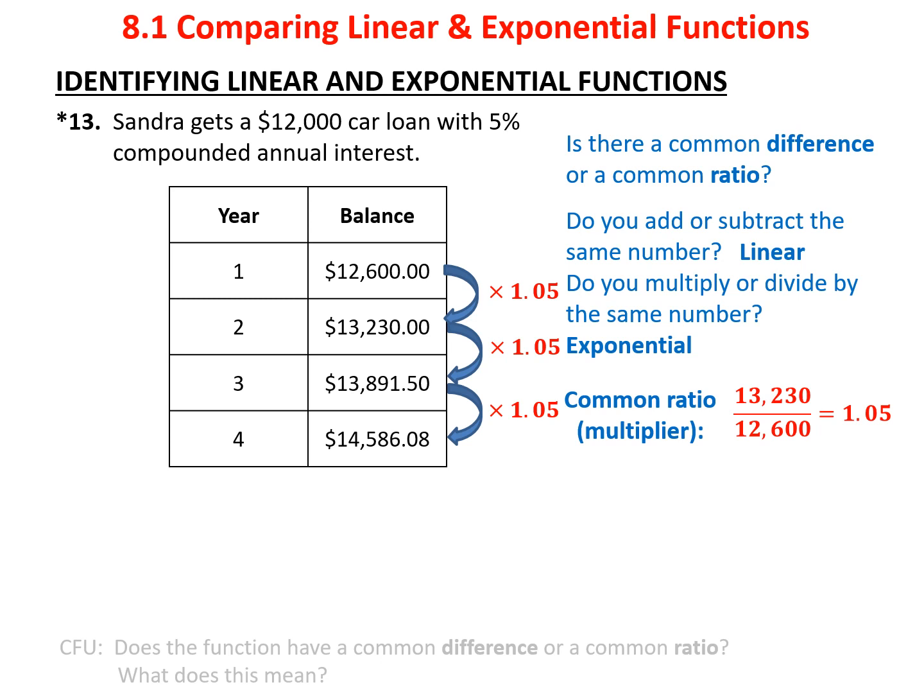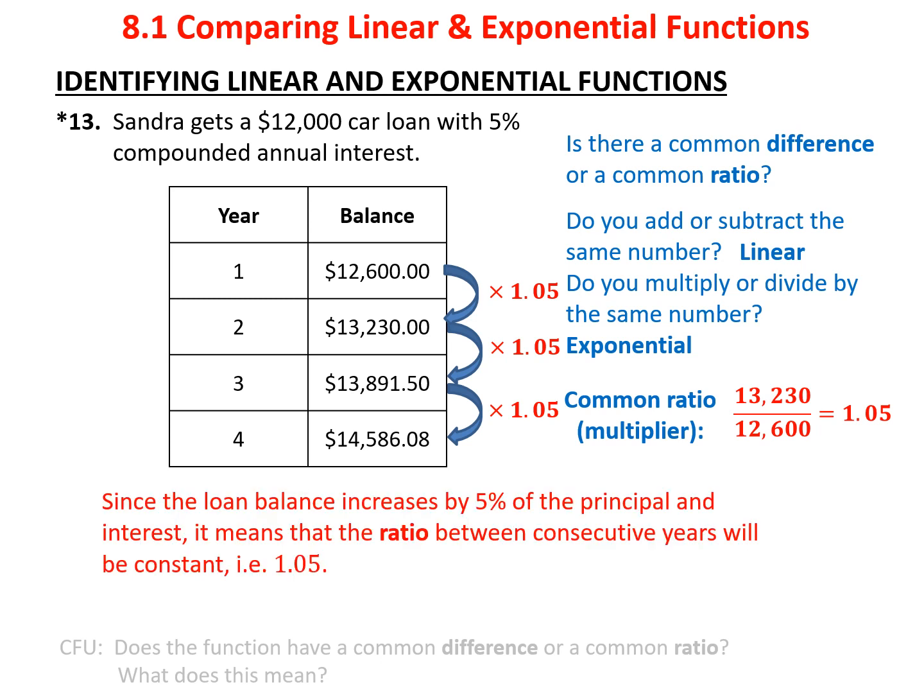If I take year 2, 13,230, and divide it by year 1, I get 1.05. You see that percent again? 5% is I get 100% the next year plus 5%. So in this case, the loan balance increases by 5% of the principal and interest. And so the ratio is 1.05. This is an exponential function. So this is going to grow a lot more than just that simple interest. Simple interest in this problem would mean every year I just add 600. But here, every year I add 600 plus interest on the interest. That's what makes it compounded.